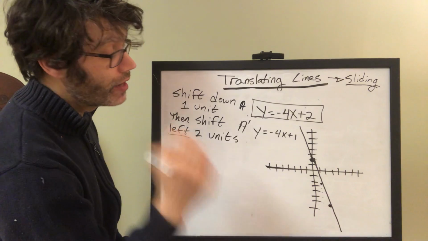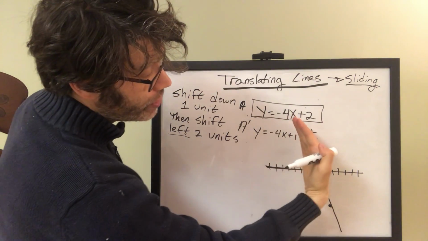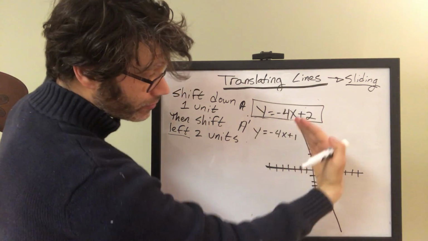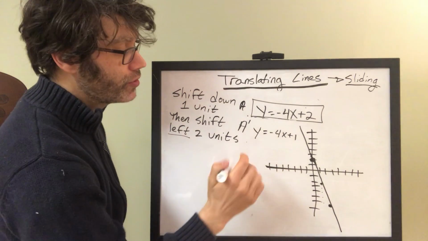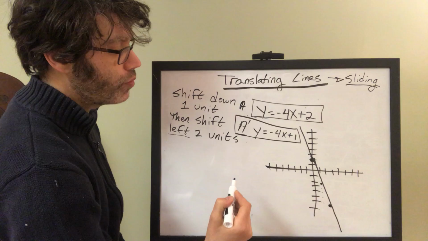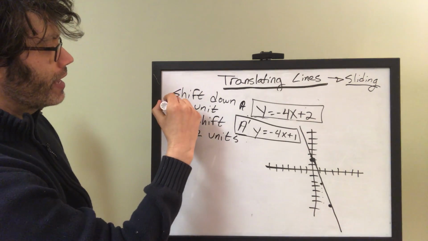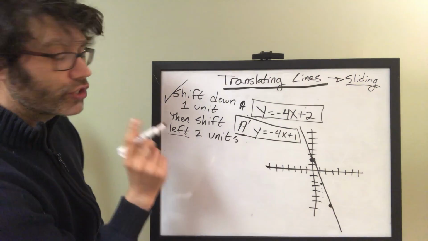2 minus 1 is 1. We keep the same slope because they're parallel lines. When you take this and you shift it down 1, it's going to be a parallel line that's lower. So we keep the same slope. So A prime is y equals negative 4x plus 1. All right, now we can check that off. The next thing is then shift this new line left 2 units.